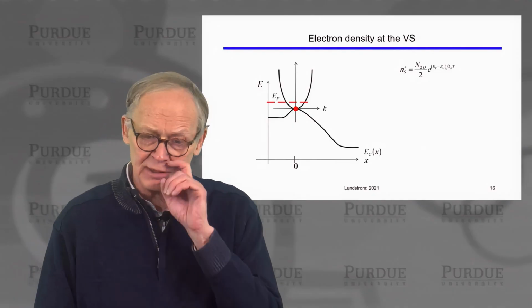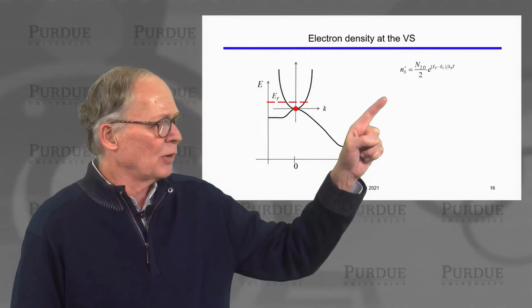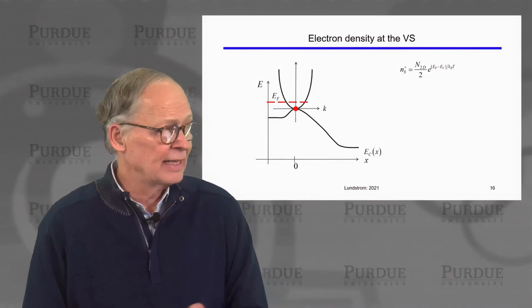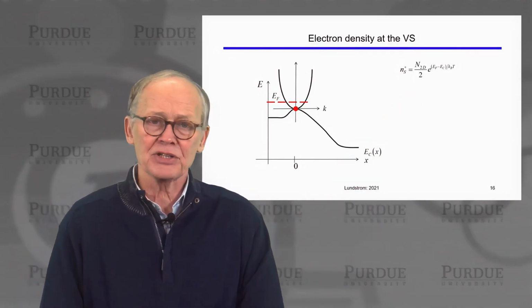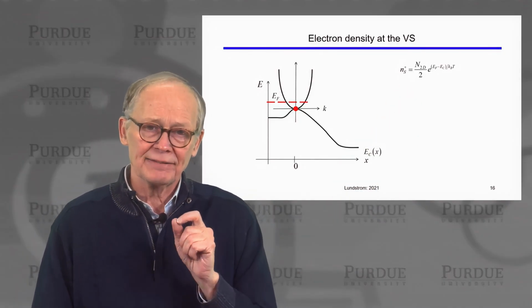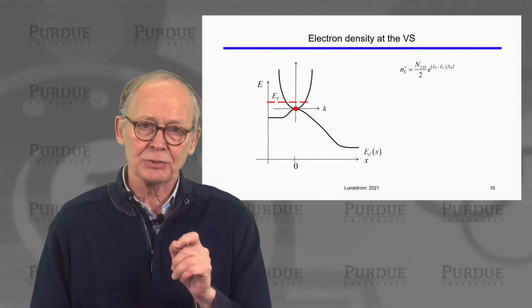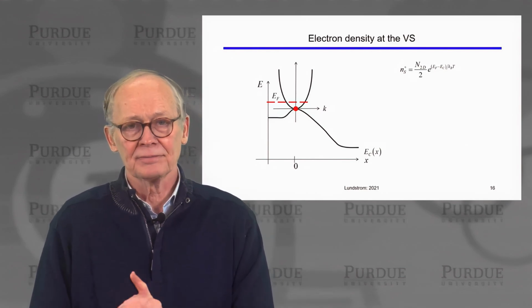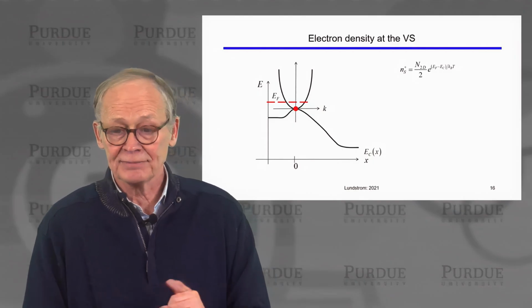So let's look at that electron density. If I want to compute the density of electrons with positive velocities, I would take my traditional expression and I would divide the effective density of states, n sub 2d, by 2, because only half of the states have positive velocities.